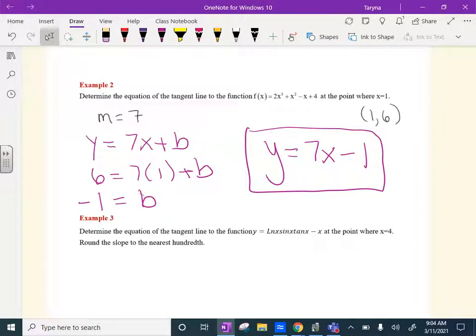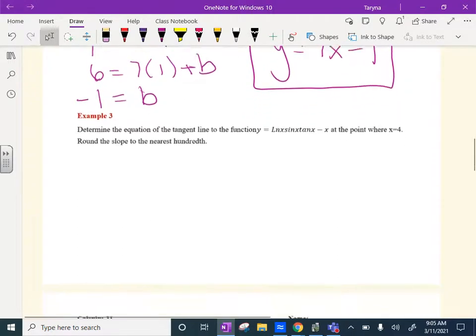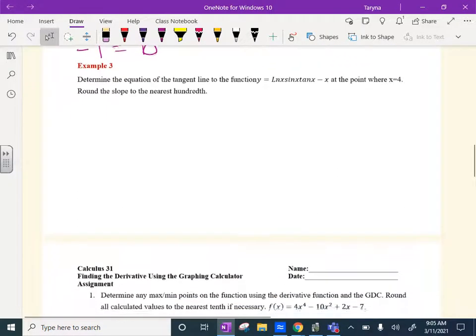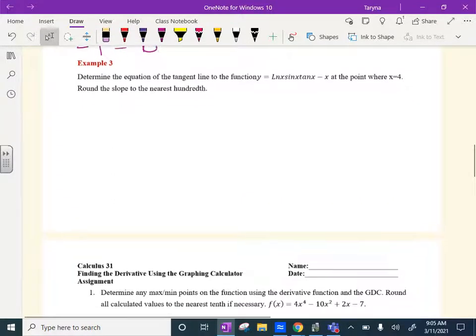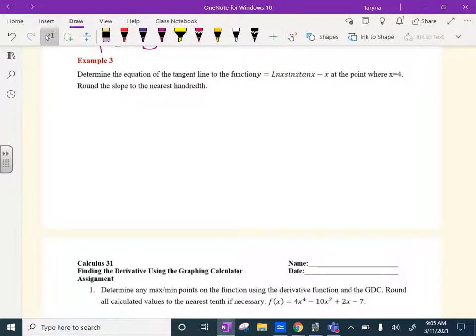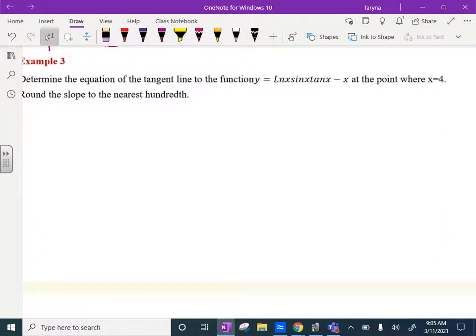Right. So getting a derivative value, guys, like I said, it's just a nice tool for you guys to see or have, especially to check work now. So the last one I just wanted to show you before you guys go. Determine the equation of the tangent line to the function y equals ln x sine x tan x minus x at the point x equals 4.